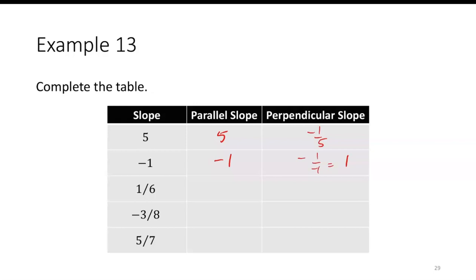If the slope is 1/6, the parallel slope is 1/6. The perpendicular slope would be negative 6 over 1, or negative 6. If the slope is negative 3/8, the parallel slope would be negative 3/8. The perpendicular slope would be positive 8 over 3. And if the slope is 5/7, the parallel slope is 5/7. The perpendicular slope would be negative 7 over 5.